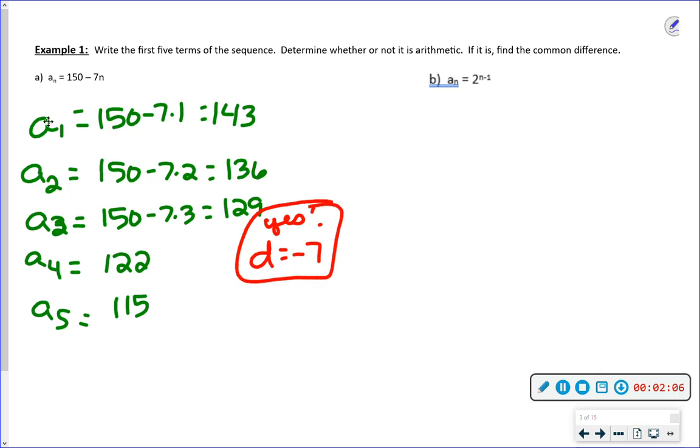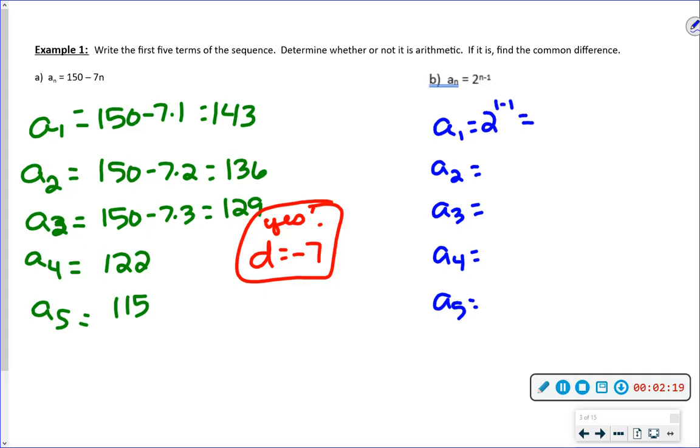All right, same deal. Let's figure out our first 5 terms, and then we'll decide if it's arithmetic. Put 1 in, so 2 to the 1 minus 1, or 2 to the 0. Then I'm going to have 2 to the 2 minus 1, or 2 to the first. Then 2 to the 3 minus 1, or 2 squared. 2 to the 4 minus 1, or 2 cubed. What's 2 cubed?